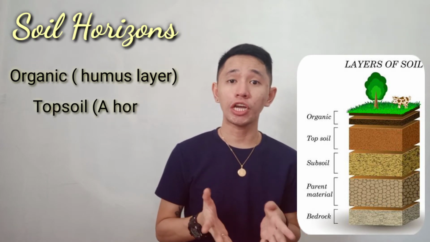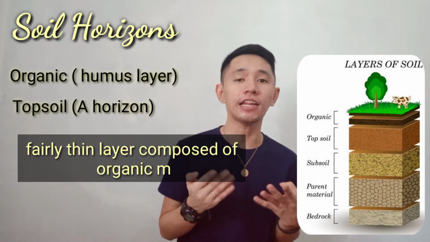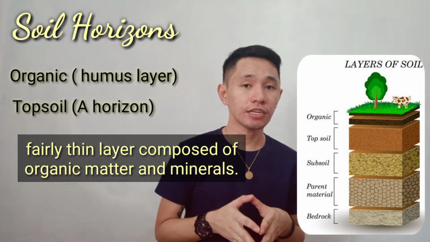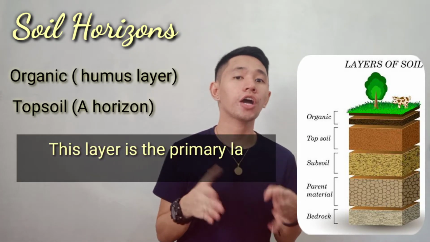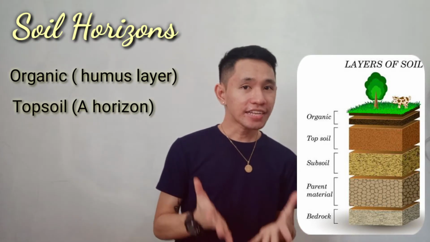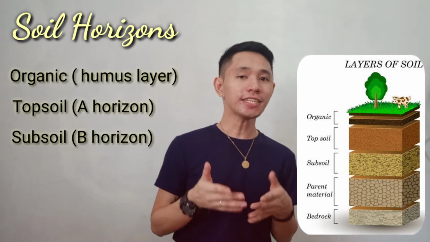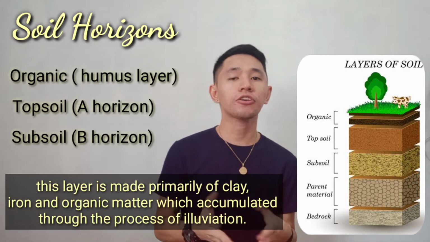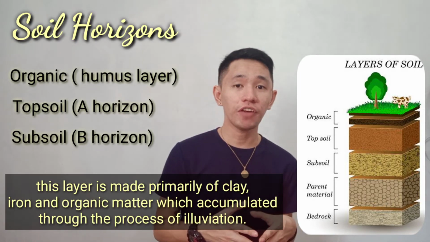Next is the topsoil, or the A horizon. It is a fairly thin layer, about 5 to 10 inches thick, composed of organic matter and minerals. This layer is the primary layer where the plants and organisms live. Next is the subsoil, or the B horizon. This layer is made up primarily of clay, iron, and organic matter which accumulated through the process of alluviation.